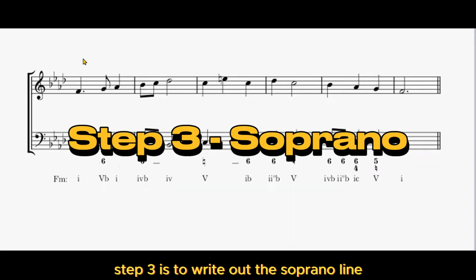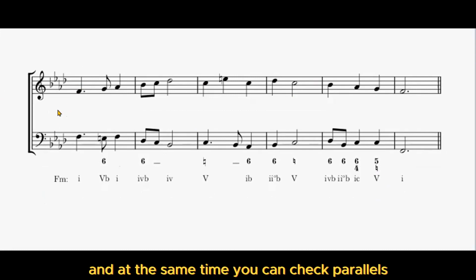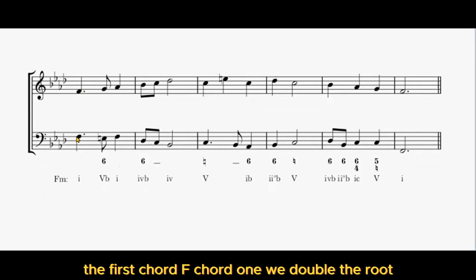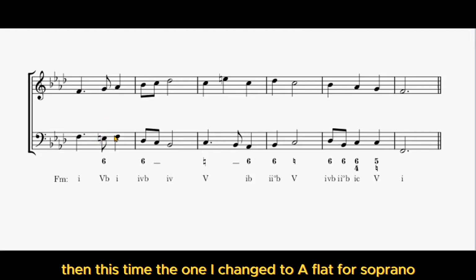Step 3 is to write out the soprano line. At the same time, you can check parallels. The first chord, F, chord 1, we double the root. So I start with the same note, F. Then go contrary with the G here, C, E natural, G. Then this time the 1, I changed to A flat for soprano.